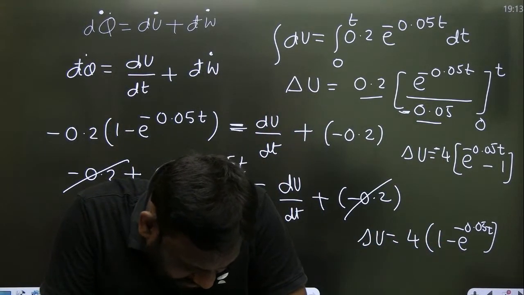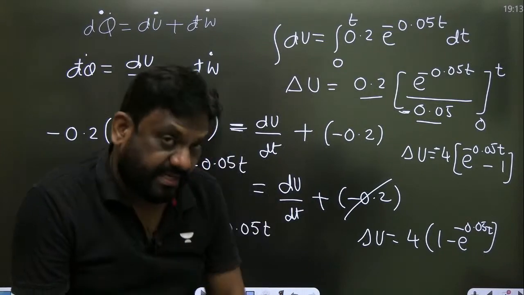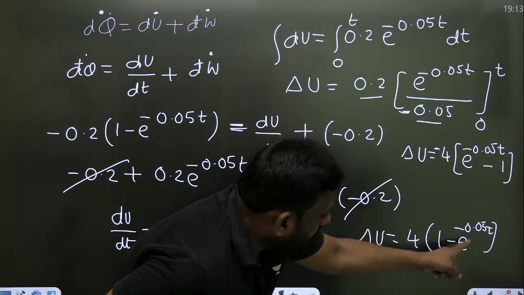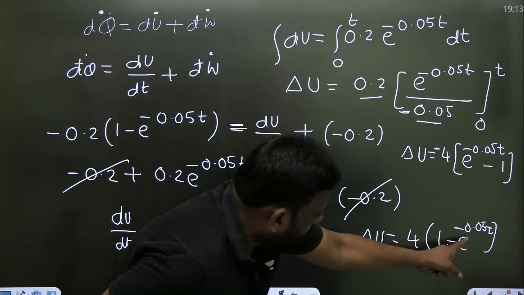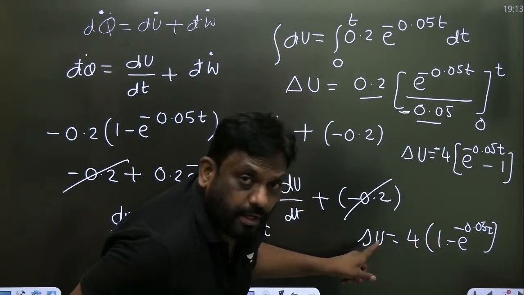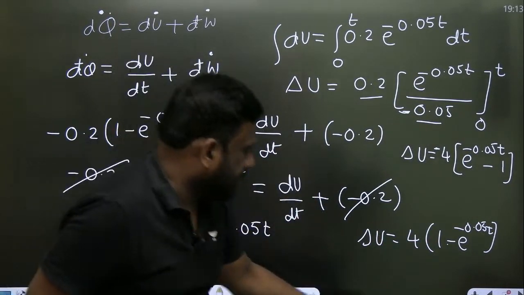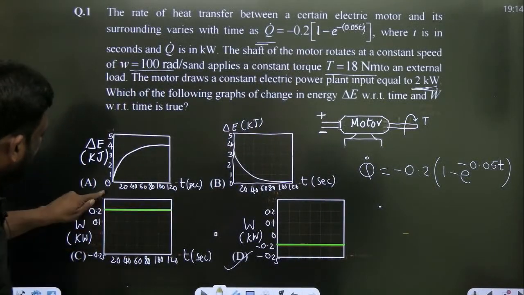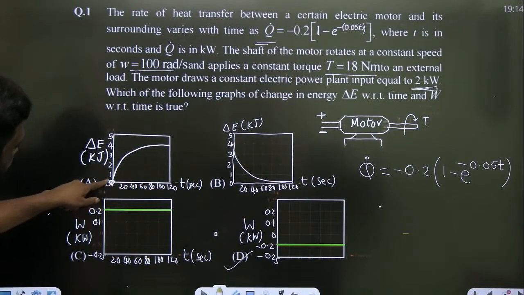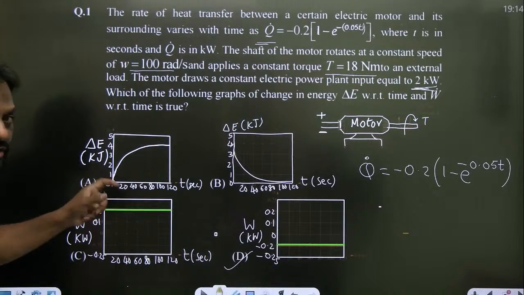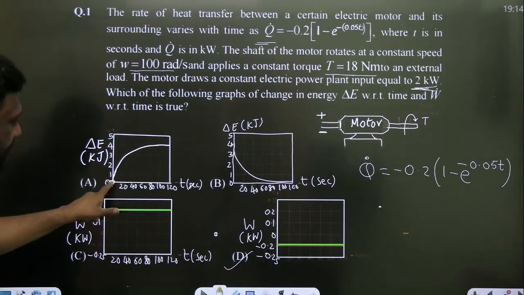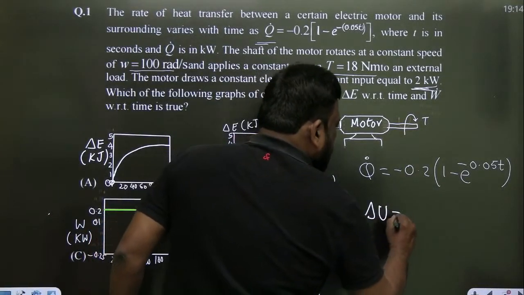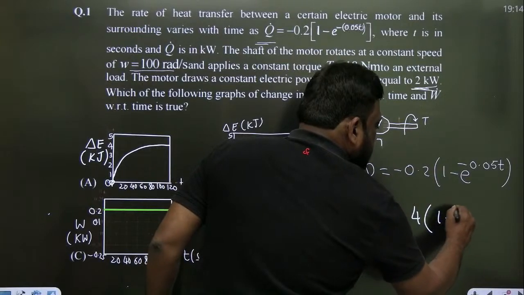Now you tell me what is the graph, my dear students. Listen carefully, when t is 0, e power 0 is 1, 1 minus 1 is 0, so 4 into 0 is 0, delta u is 0 when t is 0. It means it is starting from the origin. Now look, we got delta u as 4 into 1 minus e power minus 0.05 t.